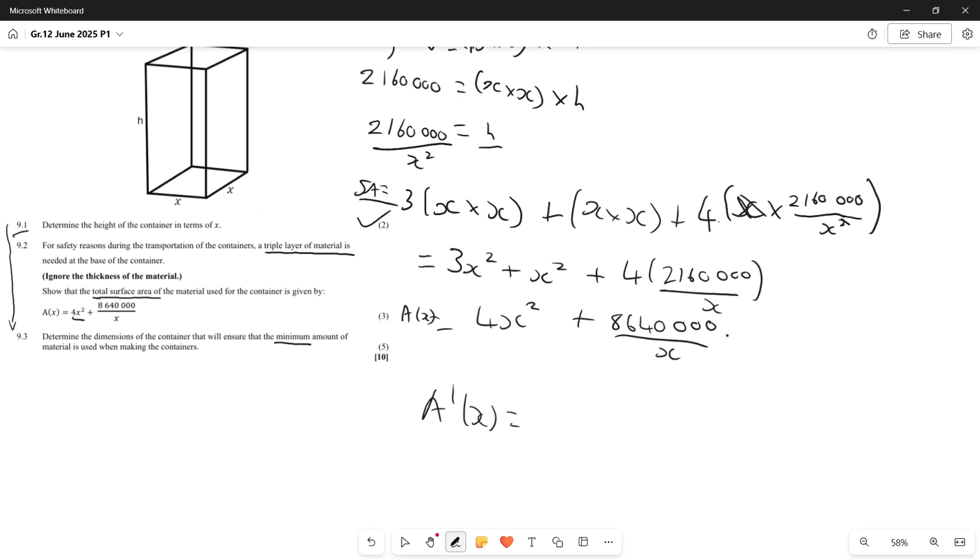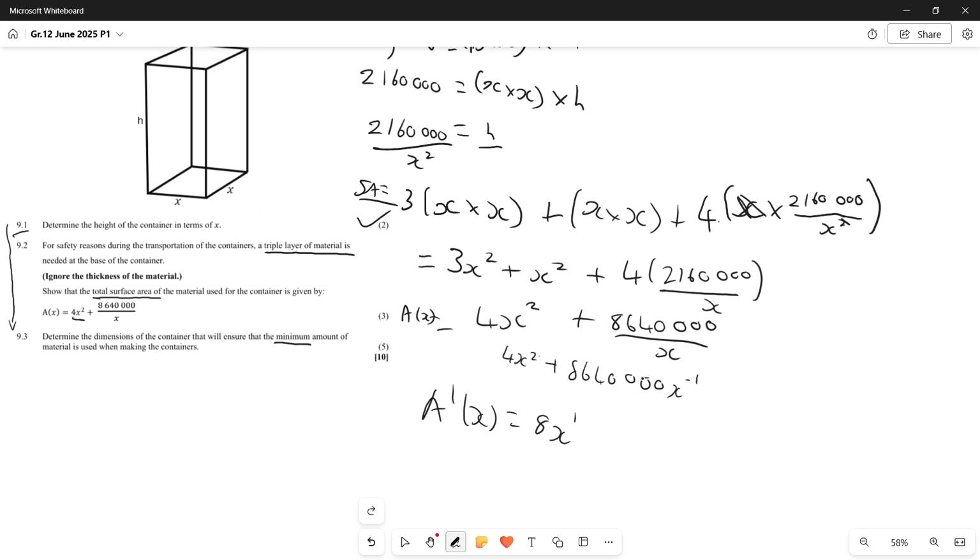So I'm just going to simplify this guy up here because we need our 4x squared and we need to move our x, 8,640,000 and then x to the minus 1. Because reminder, in the shortcuts method, if we have a thing in the denominator, we have to move it up to the numerator and then we can start to take a derivative. So 4 times 2 is 8. We have 8x. 2 minus 1 is 1. So we have x to the 1.